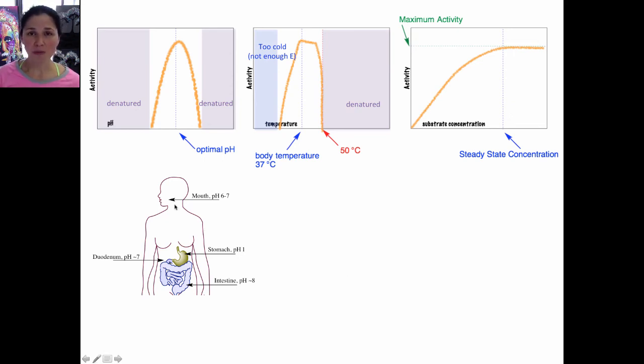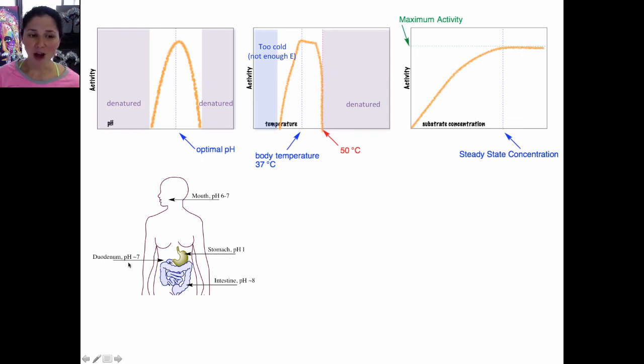The mouth has a pH of around 6 or 7, which is close to neutral but slightly acidic. If lactase is excreted in the salivary glands and operates in the mouth, we would expect that lactase would have an optimal pH around 6 or 7. Some enzymes are excreted and operate in the stomach. The stomach has a pH of about 1. It's extremely acidic. If lactase is excreted and it digests sugars in the stomach, we would expect that lactase would have an optimal pH close to pH 1.